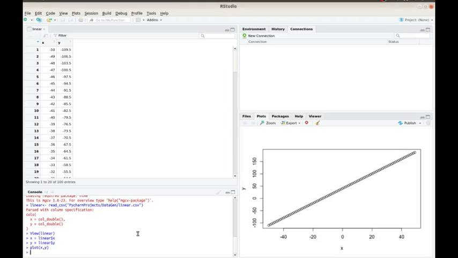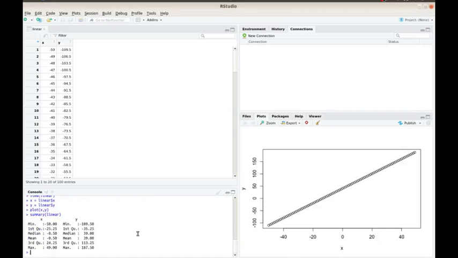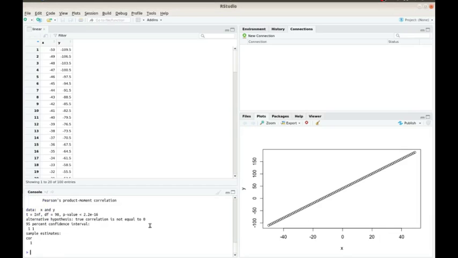The summary of linear is going to show a perfect relationship. The median and mean for x and for y are identical. That is, x is minus 0.5 for the median as well as the mean, and y is 39.00 for the median as well as the mean. As expected, the cor test will give us a value of 1. The p-value is basically 0, and the 95% confidence interval is 1 to 1.